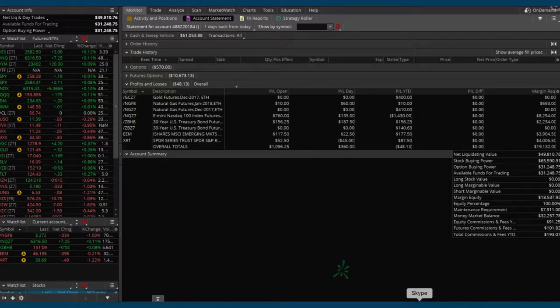So we are just doing a quick update. Today is November 13th. We are currently on the monitor tab of the account we've been trading, and as you can see, we've got five positions on. In the lower left-hand corner of our current account positions, we've got a position in NatGas/NG, two positions in the NASDAQ/NQ, one in bonds/ZB, one in EEM, which is the emerging markets ETF, and one in XRT, which is the retail ETF.